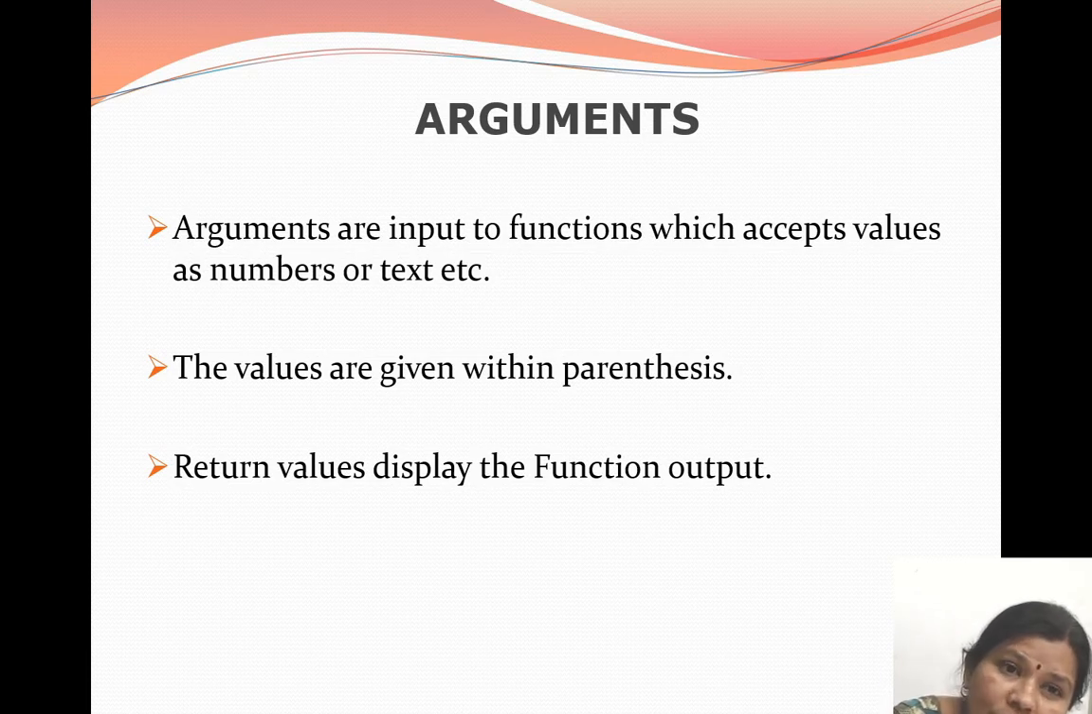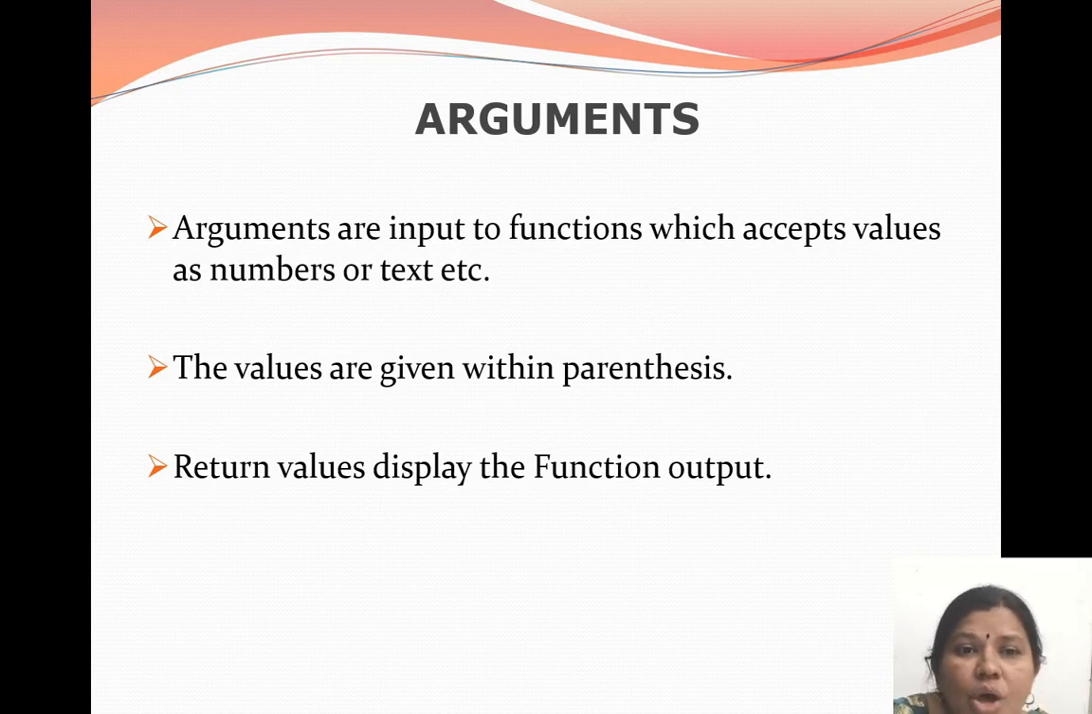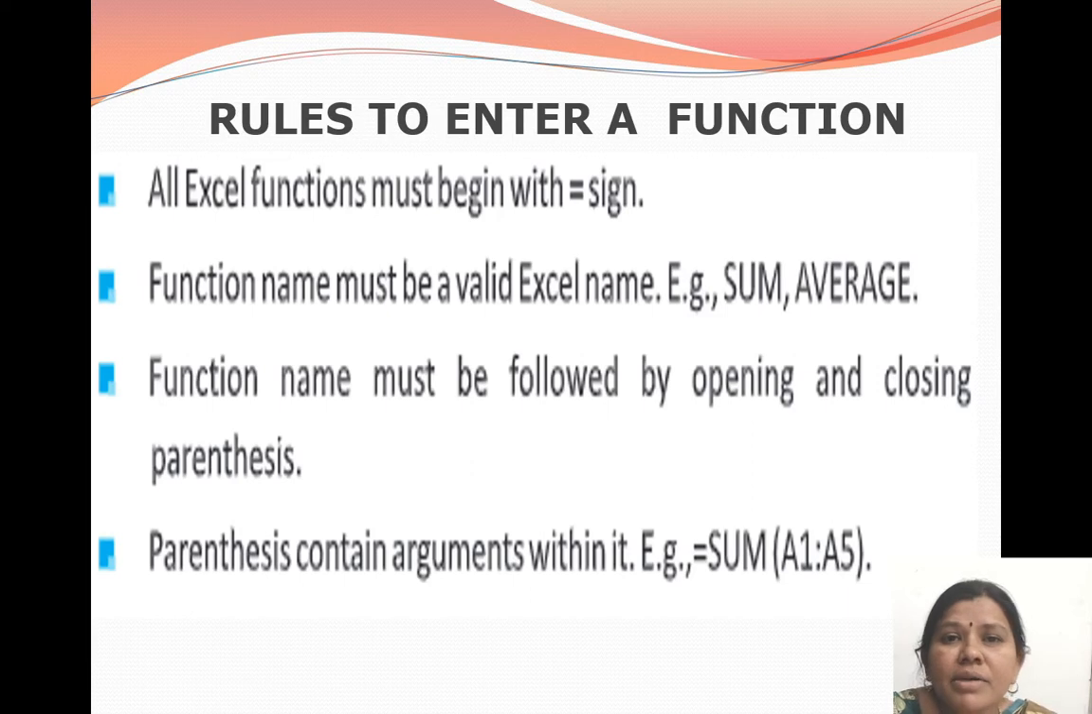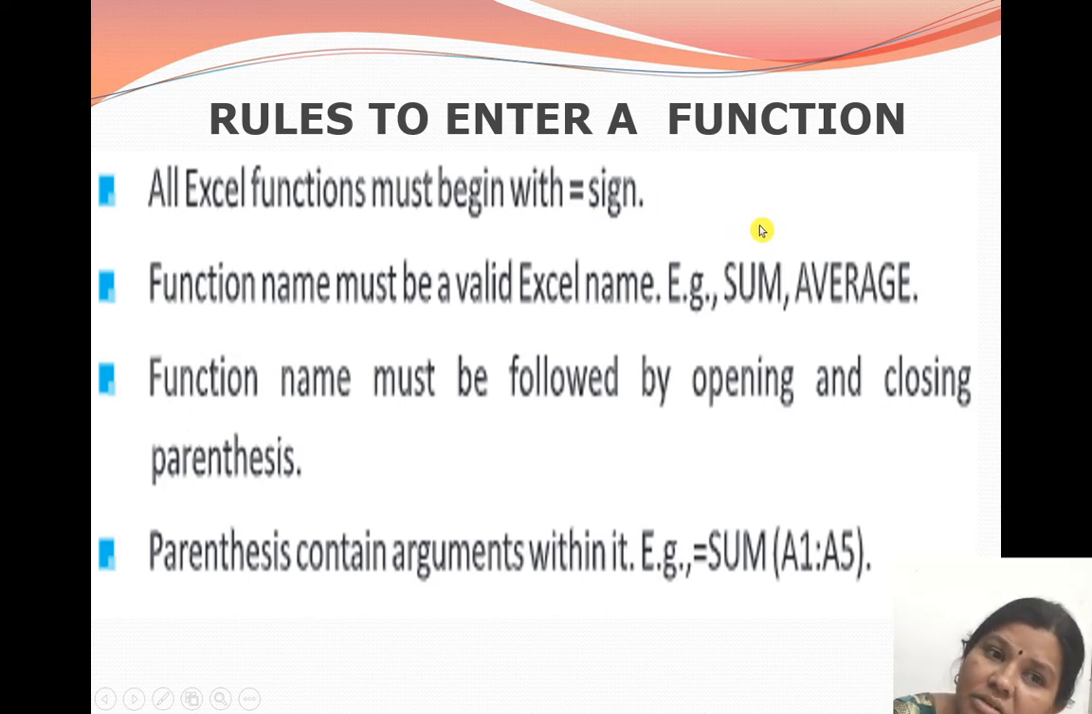So what are the arguments? Arguments are the inputs that the function accepts, such as numbers or text. These values are given in the parenthesis, and the returned value displays the function output. See, some rules are there to enter a function. First, the function should begin with the equals to sign, and the function must be a valid Excel name like SUM or AVERAGE. Okay, and the function name must be followed by the opening and closing parenthesis.